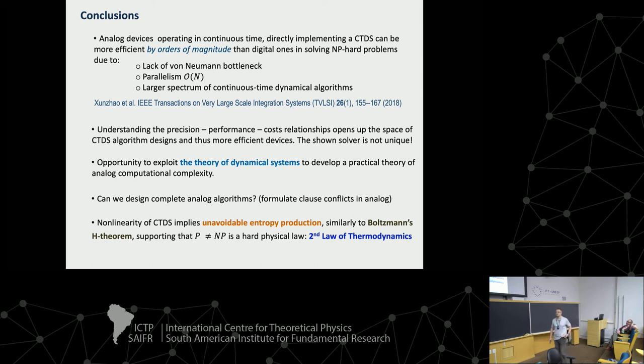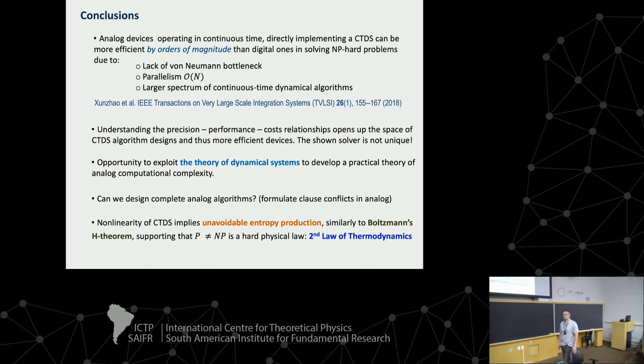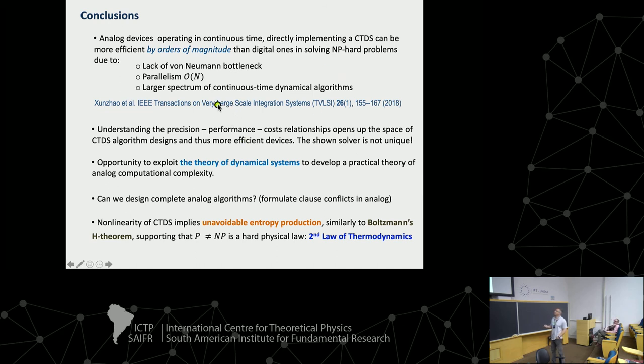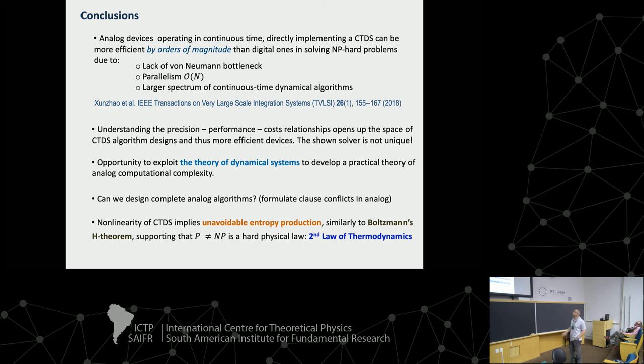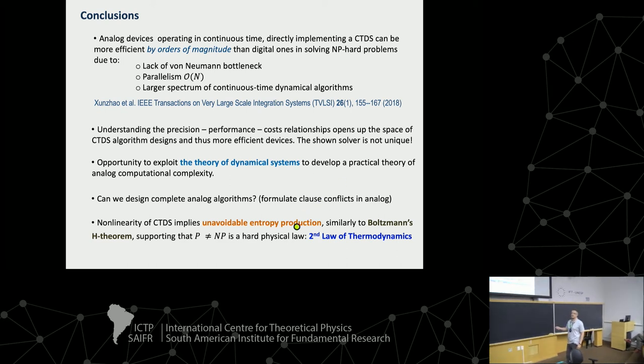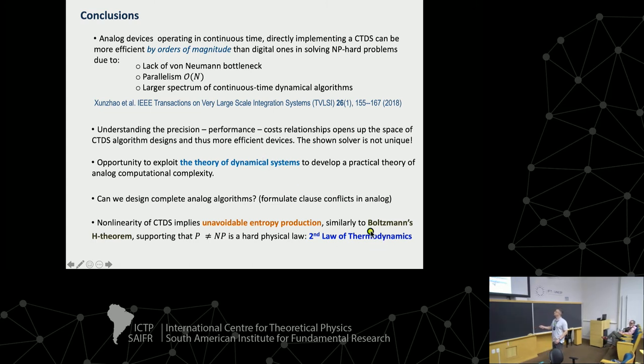I think there is still a lot of low-hanging fruit in going back and thinking in an analog, continuous time, or nonlinear dynamical systems way in solving these problems, because of the lack of the von Neumann bottleneck, parallelism, and of course you now have a larger spectrum of continuous time dynamical algorithms you can pick from. Of course, you have to understand the precision-performance-cost relationship, on which we recently made some progress that we'll publish soon. This is useful because the shown solver is not unique. You can come up with other dynamical systems. And as I said, you can use the theory of dynamical systems to develop a computational complexity theory for these computers. Of course, we'd also like to design complete analog algorithms, complete in the sense that they can also tell you if there is no solution, that is, formulate clause conflicts in analog.